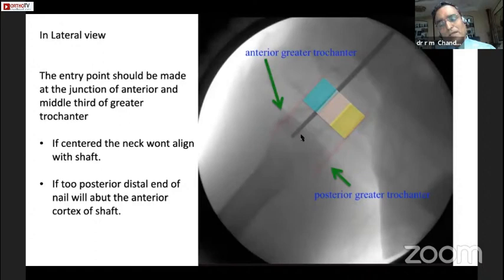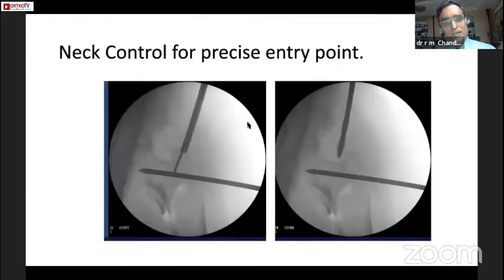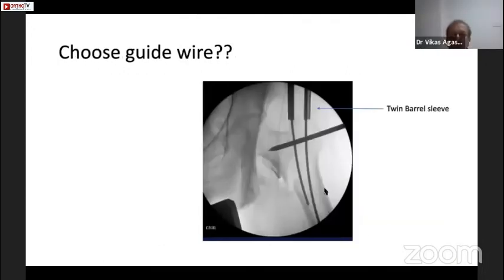And the lateral entry point is also very, very important. This is the anterior trochanter and this is the posterior trochanter. This is the entry point. This is very well emphasized. So neck control for a precise entry point. So get onto the medial side. You may use an initial awl, get the varus corrected. You may choose your entry point with a twin sleeve so that this should not be selected. This is what I had selected.